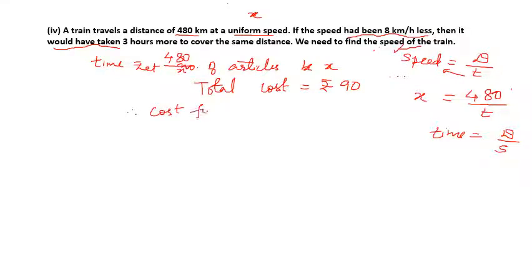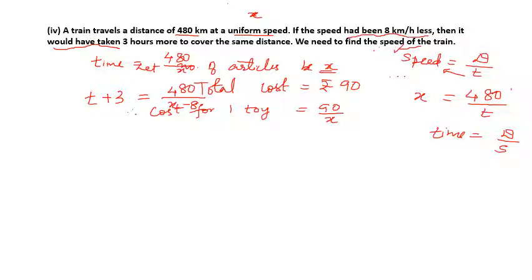Now, if the speed had been 8 km per hour less, then the distance traveled remains the same. Same distance they are traveling, but only the speed is reduced. When the speed is reduced, what happens to the time? It would have taken 3 hours more to cover. So first time was t. Now if the speed is reduced, it will take 3 hours more. So that will be t plus 3.